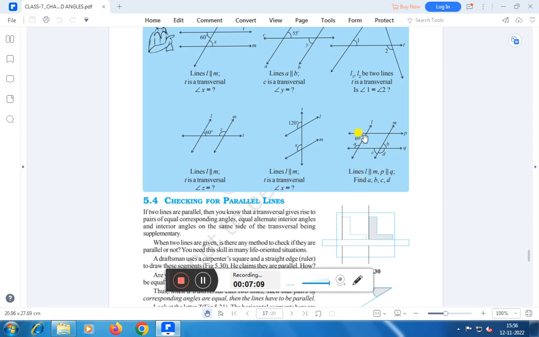Lines L parallel to M and P parallel to Q. Find A, B, C, D, right? We know this is parallel, therefore this angle is 60 degrees, this angle is 60, that means it is also 60 degrees. Or the sum of the interior angles is 180 degrees, therefore see this is 60 degrees, this is 120 degrees. So this is 120, this will also be 120 degrees, right? In this way you can find all the angles.